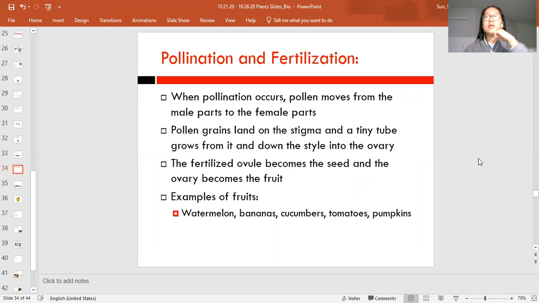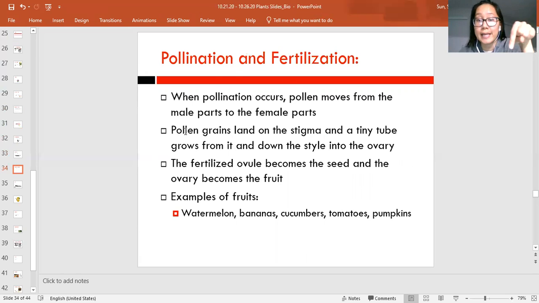So, pollination and fertilization. When pollination occurs, pollen moves from the male part to the female part, okay? Usually it's not on the same flower. Usually it's across different flowers, and especially if the flowers are separated by sexes, then it has to go from a male flower on a male plant to a female flower on a female plant.